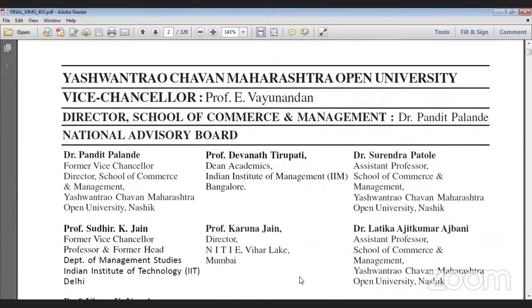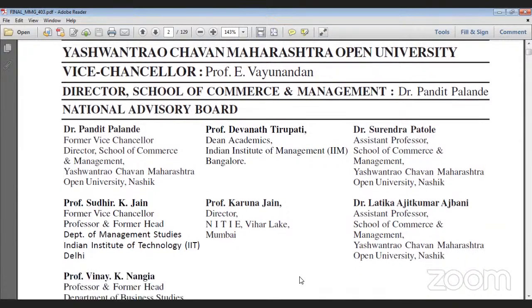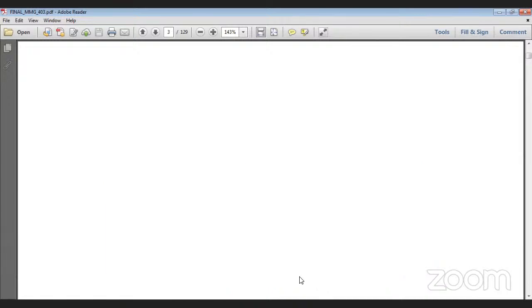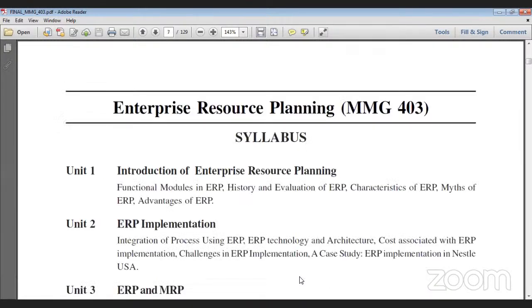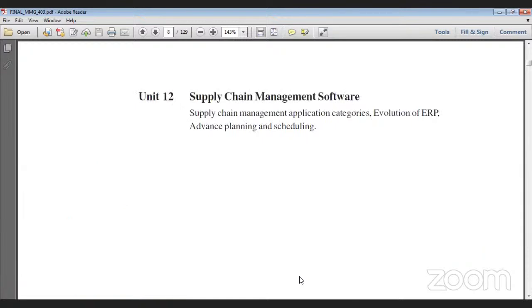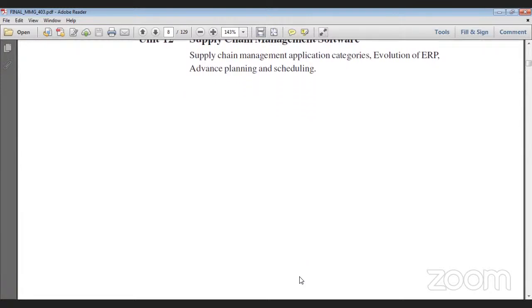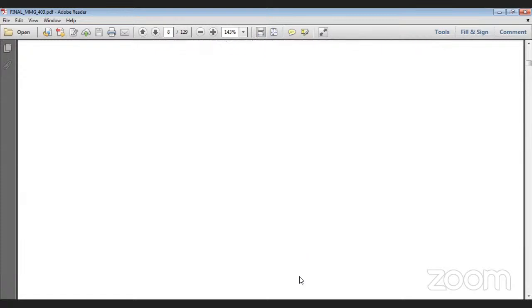Introduction to Enterprise Resource Planning is the first unit. Then the second is ERP, and the third is ERP and MRP. Then risk in implementation. Unit 5 is business process. Unit 6 is ERP solution. Then unit 7 is the ERP implementation life cycle.